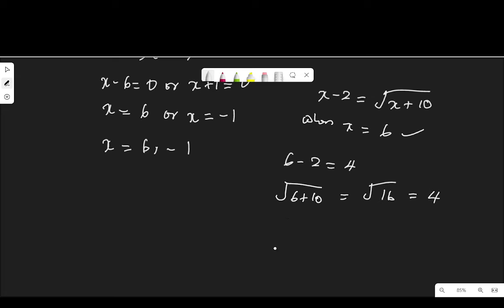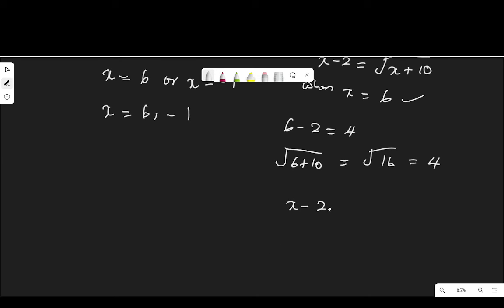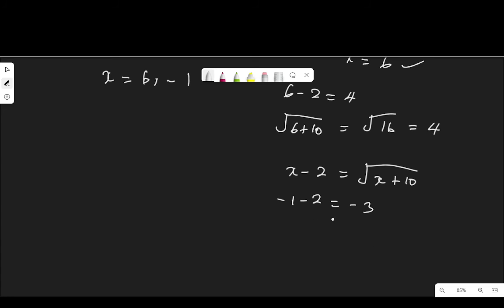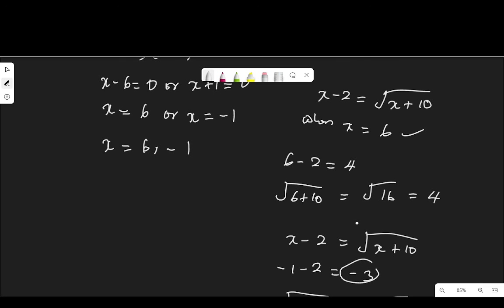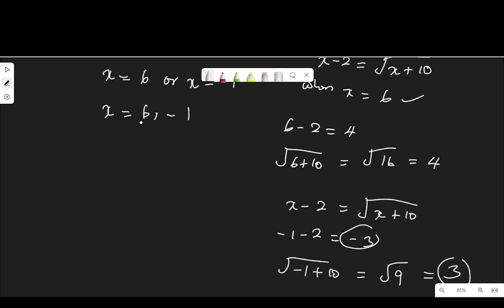Let's check for minus 1. Again, x minus 2 equal to the square root of x plus 10. When x is equal to minus 1, I have minus 1 minus 2, which is minus 3 for the left hand side. Now let's check the right hand side. The square root of negative 1 plus 10, of course, is the square root of 9, which is 3. This is negative 3, this is positive 3, they are not the same. Therefore, the only value of x that satisfies this equation is x is equal to 6. Negative 1 is an extraneous solution. It does not satisfy the equation.